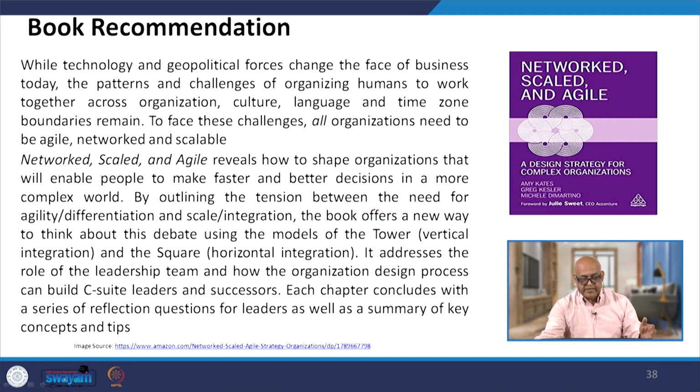So, naturally, languages, cultures and organizations need to be agile, networked and scalable. Networked, Scaled and Agile reveals how to shape organizations that will enable people to make faster and better decisions in a more complex world. By outing this tension between the need for agility and differentiation, and scale and integration, the book offers a new way to think about this debate using the models of the tower, vertical integration, and the square, horizontal integration. It addresses the role of the leadership team and how the organization design process can build C-suite leaders and successors. Each chapter concludes with a series of reflection questions for leaders as well as a summary of key concepts and tips.